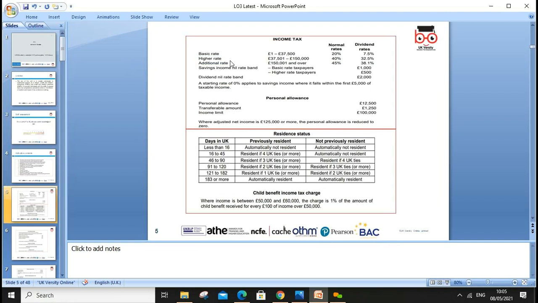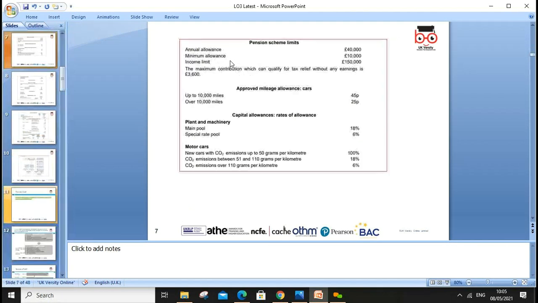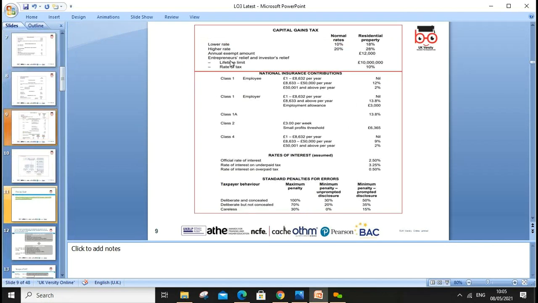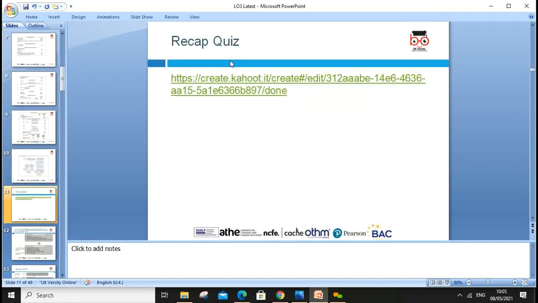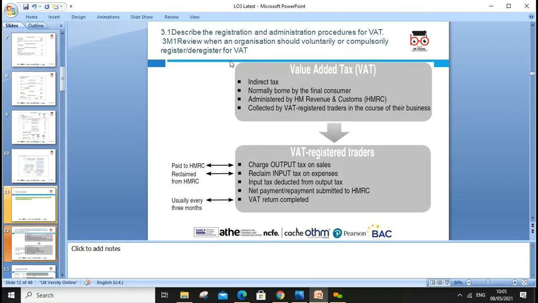I have kept the slides for all the rates, so we'll carry on with the rate slides, and we know the VAT. We can do a quiz recap, maybe later on, so hopefully by that point everyone will have joined.